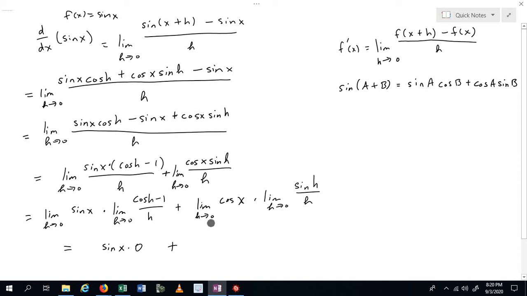Same thing over here. This limit is equal to cosine of x, because cosine of x remains fixed as h is heading towards 0. And so that's just cosine of x. And now this limit from theorem 3.10 again, if you remember, is equal to 1. So times 1. And so we end up with cosine of x.